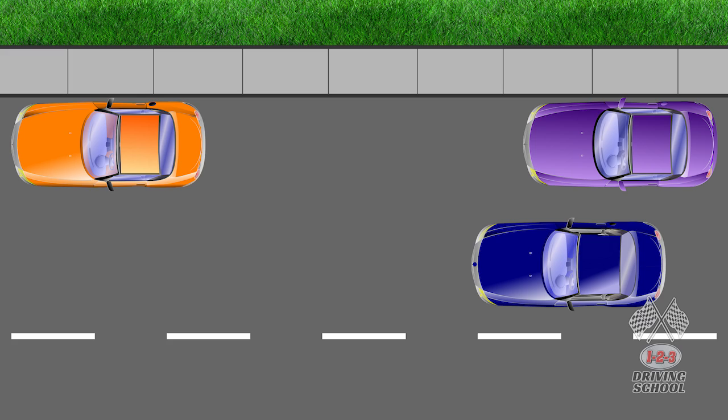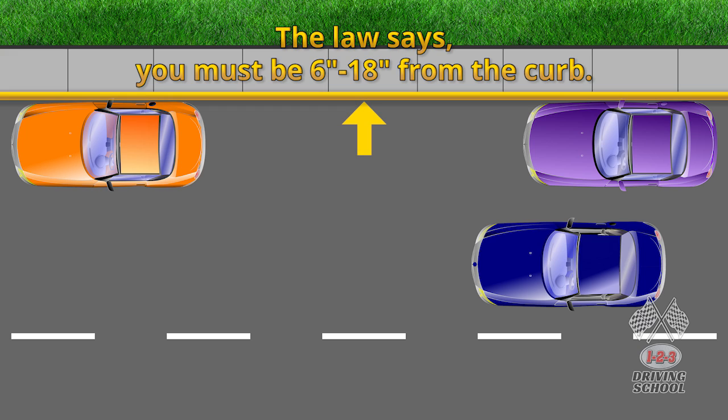Okay, this lesson is going to be on parallel parking. Everyone perceives parallel parking as one of the hardest things about driving, but it's really fairly simple. I've broken it down into basically 4 easy steps, okay? In this diagram, I've got drawn a car up here and a car here. We're going to try and parallel park in that space right there. Remember, the law says that you need to be 6 to 18 inches from that curb.